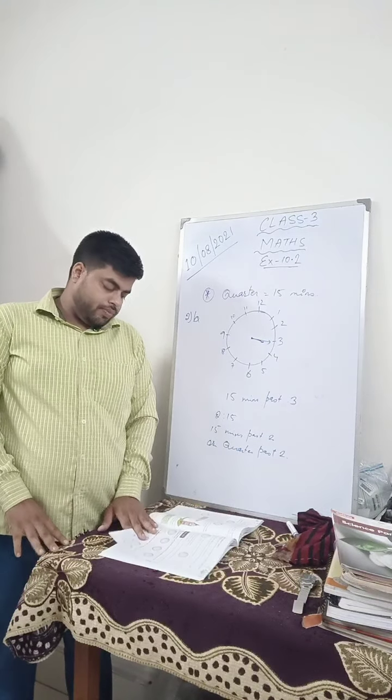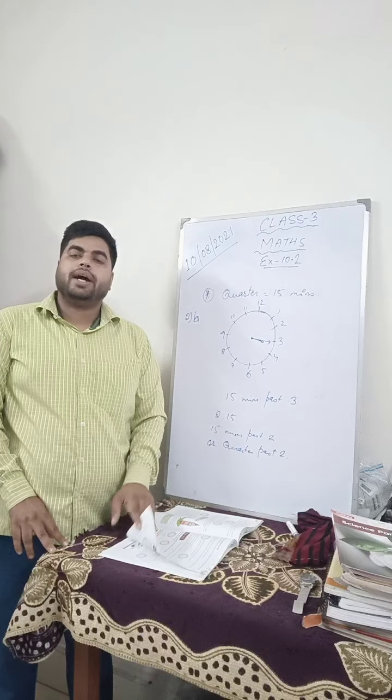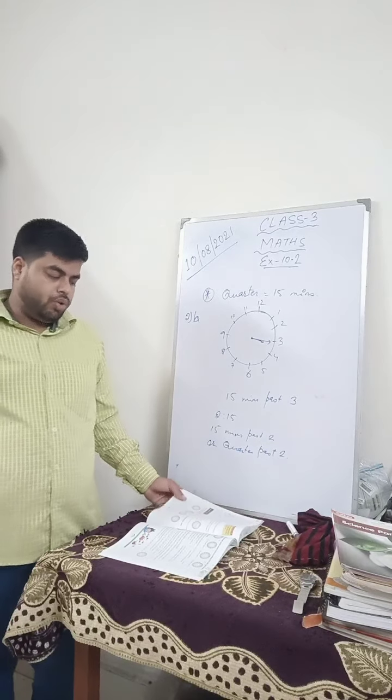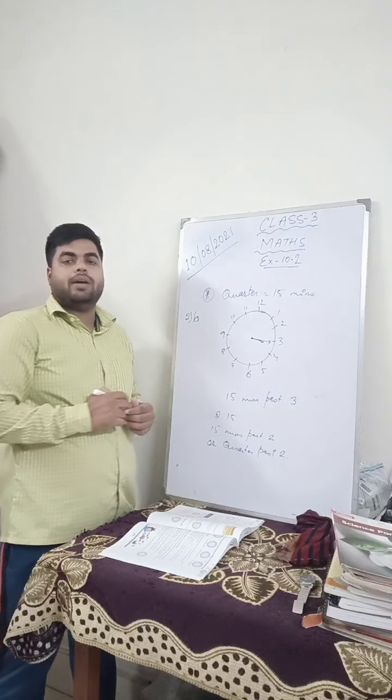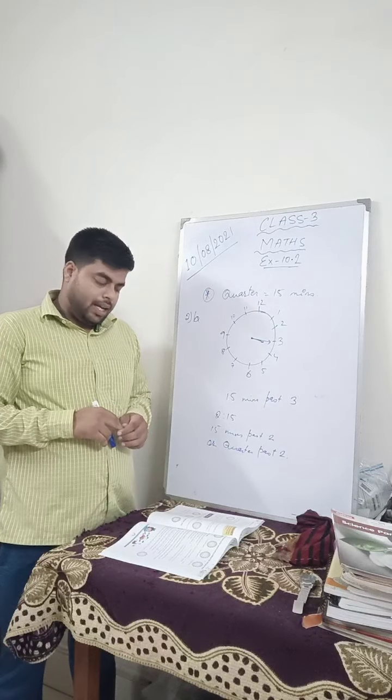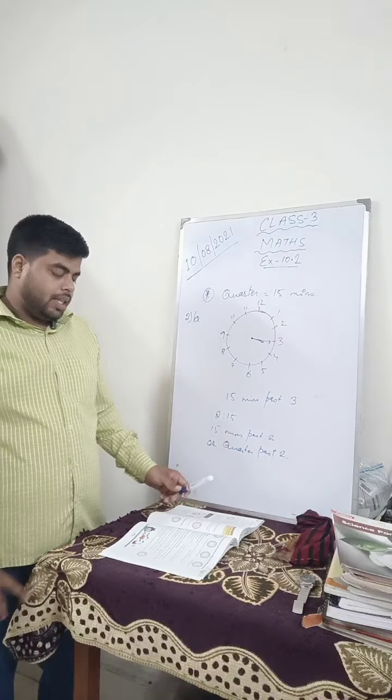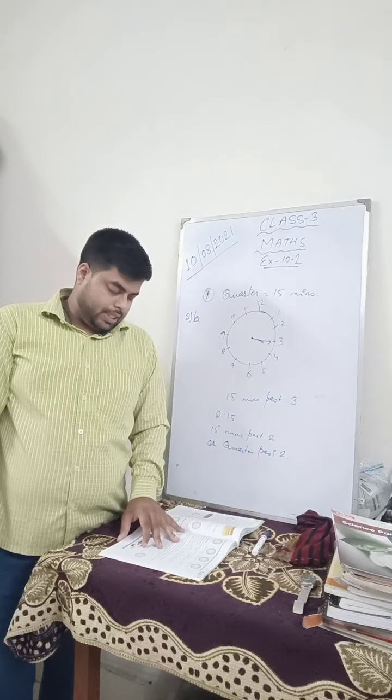So your work for today is exercise 10.1 and 10.2 in the book. You will do it in the book. And remember, when you draw the hands of the clock, the hour and minute hand, you will use a scale or ruler to draw it, so that the hour and the minute hand are straight.